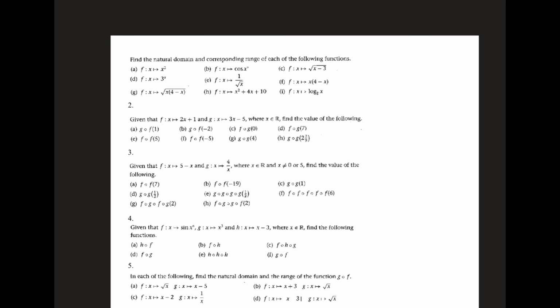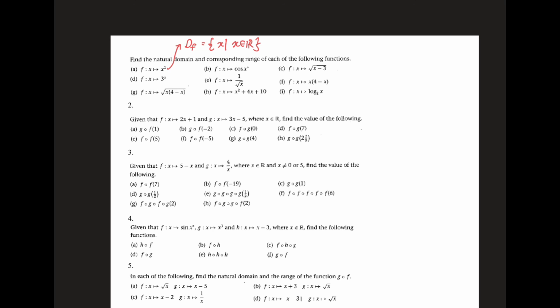Okay, so I will do some highlights on certain questions here. So let's say the first question. Find the natural domain and corresponding range of each of the following functions. For example, fx equal to x squared. So what is the natural domain? Naturally, x can take any values. And because of that, the domain for function f, we write like this. They are all kinds of numbers. We call them real numbers.